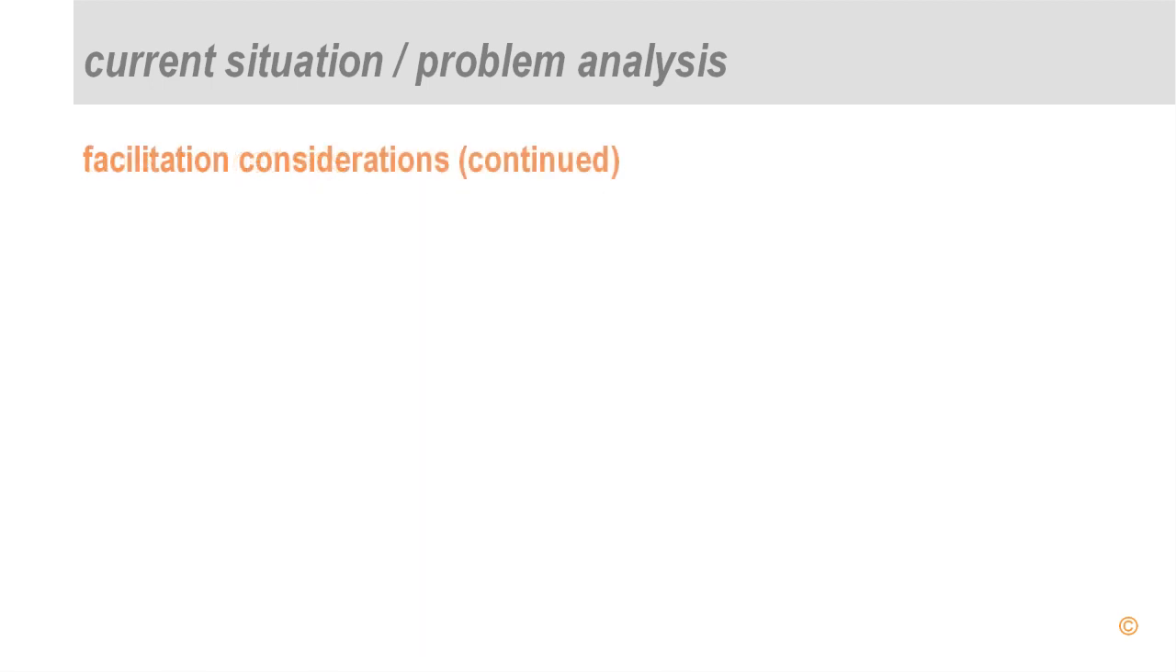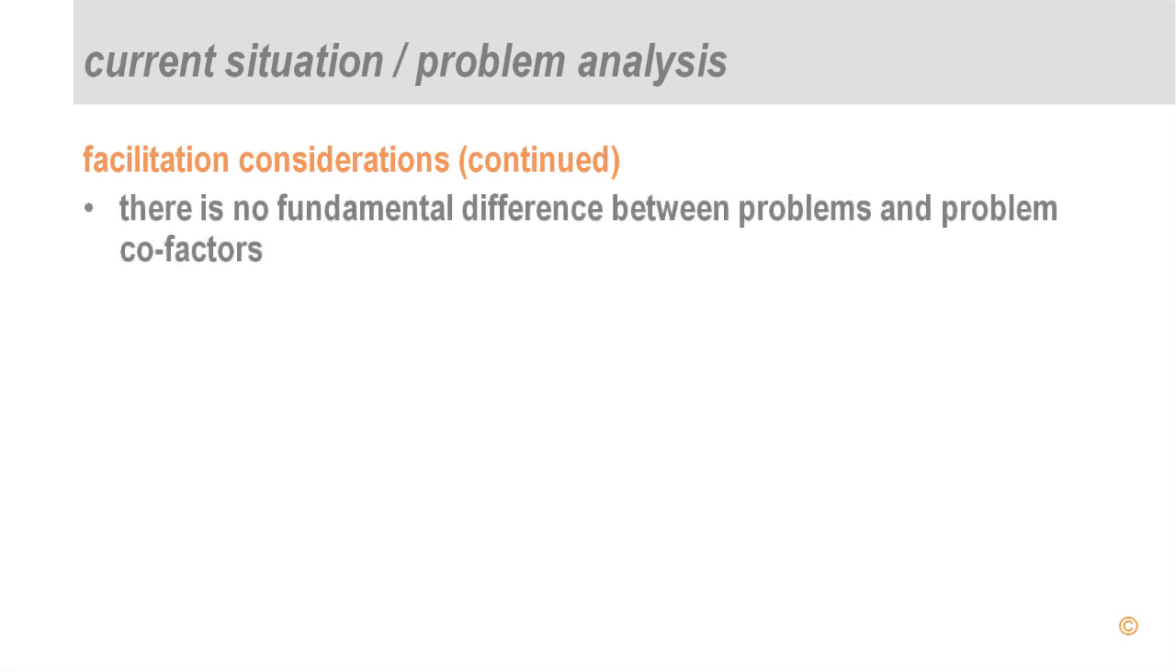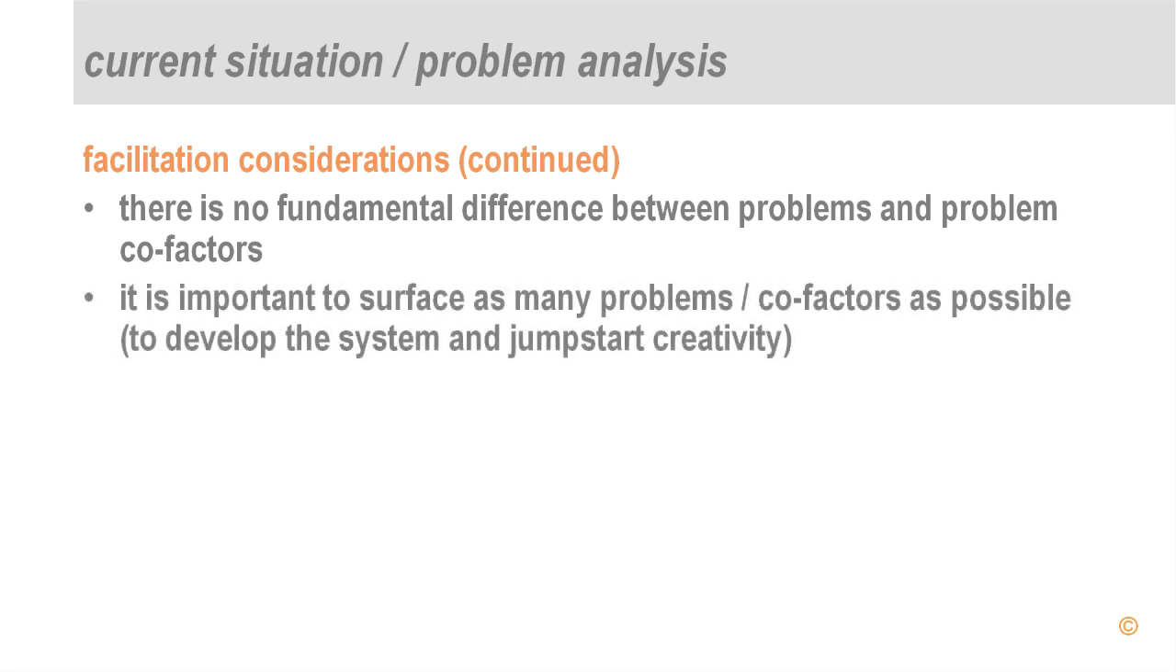It is important for the facilitator to know that there is no fundamental difference between what is a problem and what is a problem cofactor, because problem cofactors are problems in other contexts co-produced by a problem from another situation. We use the distinction merely to allow people to understand the systemic nature of the problem and also to surface as many problems slash problem cofactors as possible.